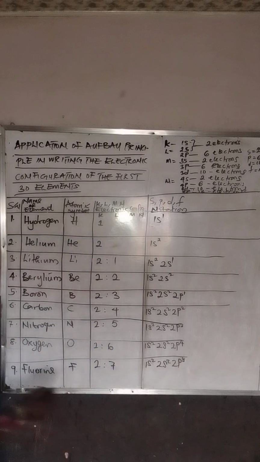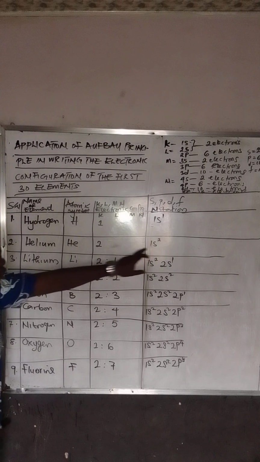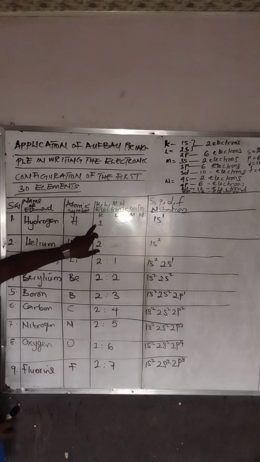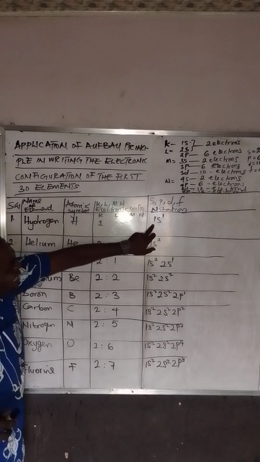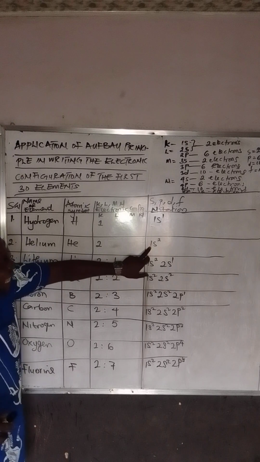There is something I want to explain to you now before I rub off this board. We have done the relationship between shell and orbitals. Now, what's the relationship between this one and this one? This one is carrying 1 electron. That 1 electron is staying inside the 1s orbital. These 2 electrons are staying inside 1s, inside the K shell.